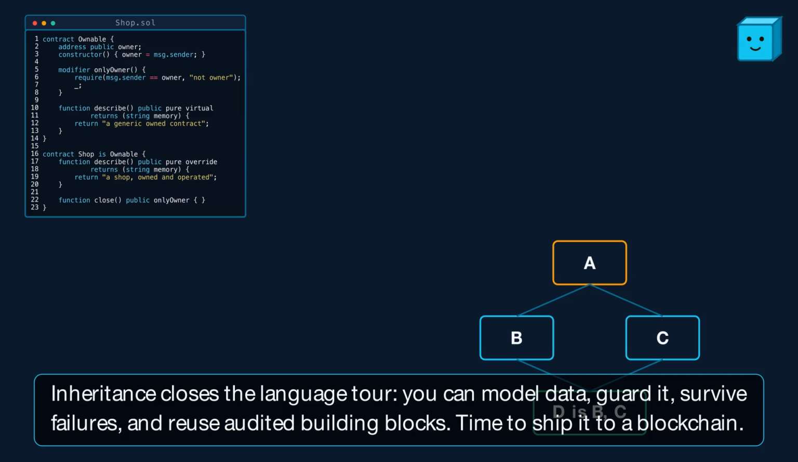Inheritance closes the language door. You can model data, guard it, survive failures, and reuse audited building blocks. Time to ship it to a blockchain.